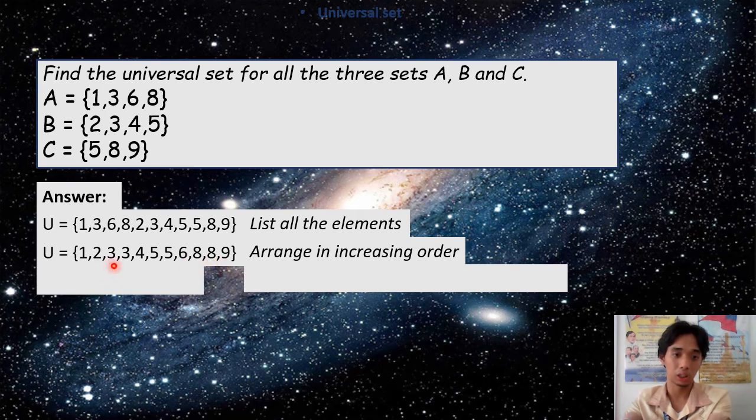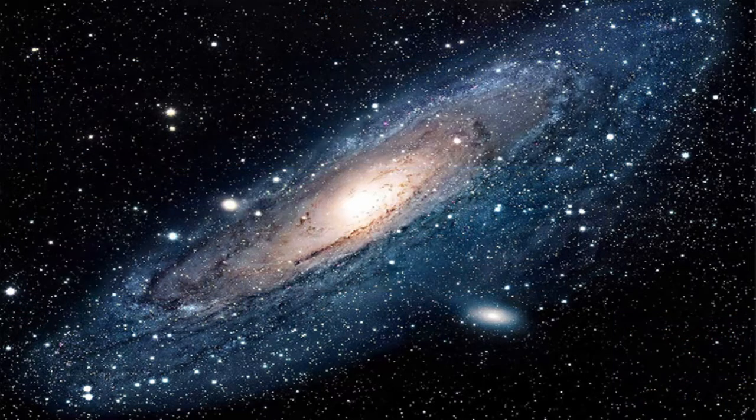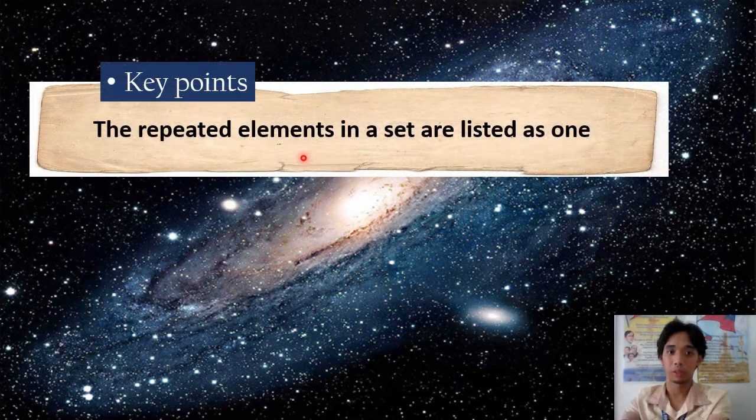So, naulit yung 3, naulit yung 5, naulit yung 8. Ngayon, gagawin natin, simplify by listing the repeated terms as 1. So, yung mga naulit, isa na lang sila. So, 1, 2, 3, 4, 5, 6, 8, 9. And this is the universal set for this example. So, key points. The repeated terms or the repeated elements in a set are listed as 1.